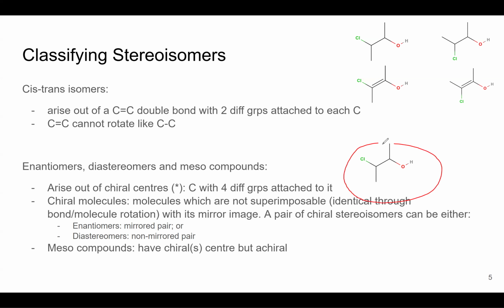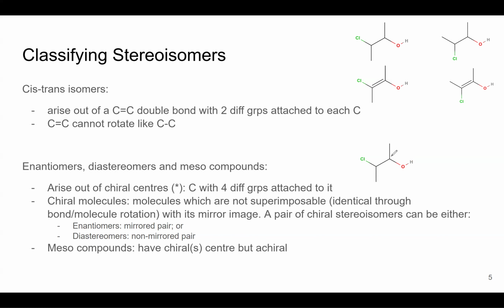So the first thing I want to talk about is what we call chiral centers. So chiral centers are carbons with four different groups attached to it. So for example, this is a chiral center, this carbon here. So we usually label them with this symbol. So the four groups are chlorine, then here you have a methyl group, here you have another group, and then the fourth group is your hydrogen. So these four groups are different, and that's why this carbon is chiral.